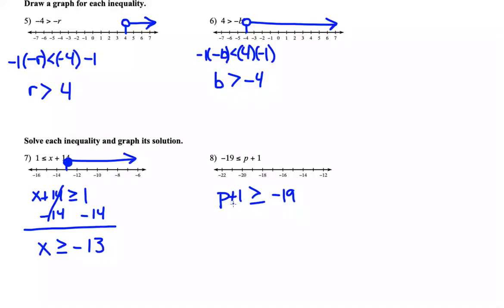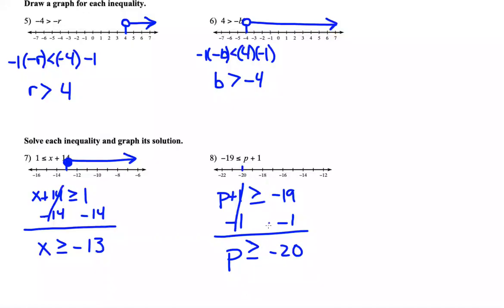So I have to isolate my p, and it's p plus 1. The opposite of plus 1 is minus 1. Subtract 1. And if I subtract 1 from this side, I have to subtract 1 from both sides. So p plus 1 minus 1 cancels out. I'm left with just p, and that's greater than or equal to negative 19 minus 1. Well, that would just be negative 20. So p is greater than or equal to negative 20.